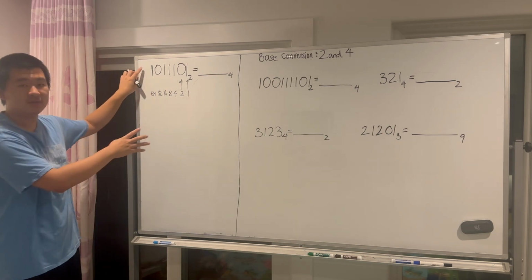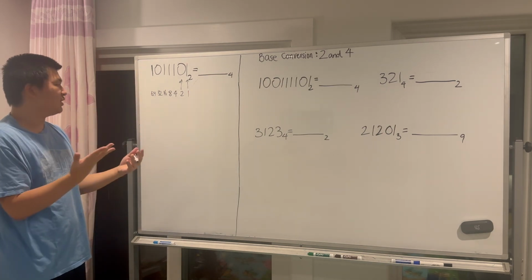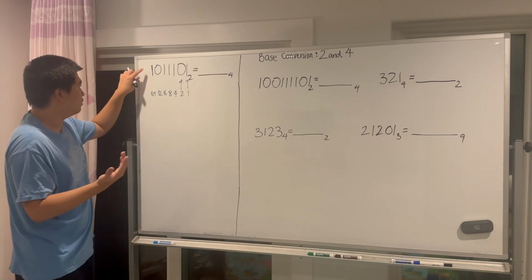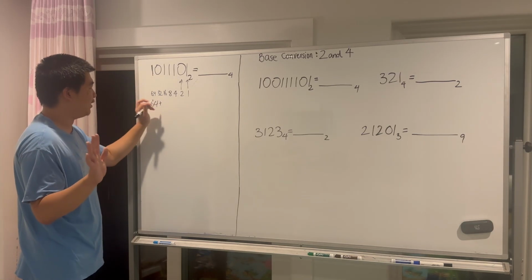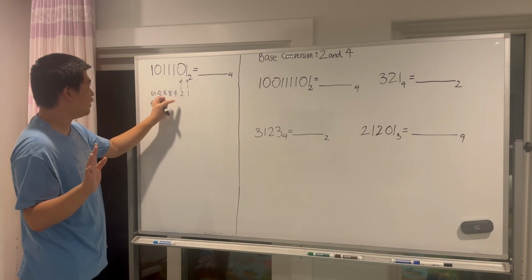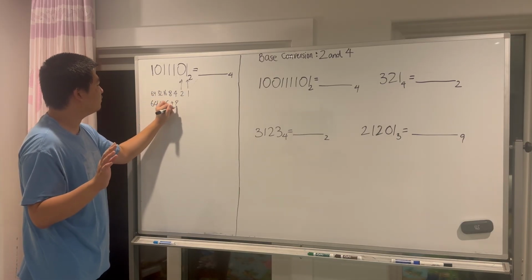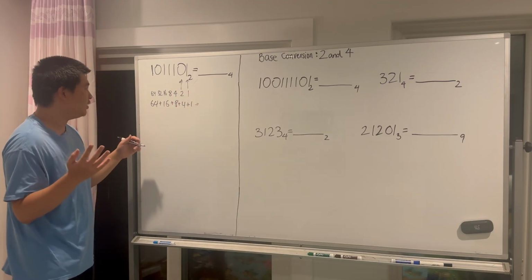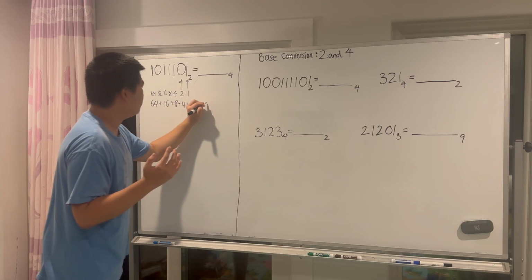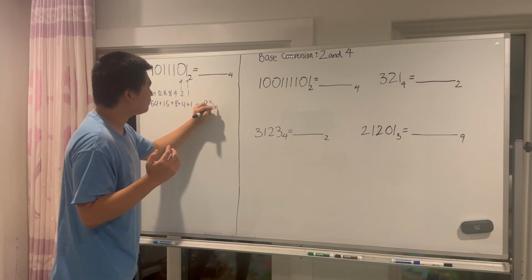If we want to convert this into base 10, we basically add up all the place values. So we would add up this 64. There's a 0 for 32, so we don't add that. But there's a 1 for 16, 8, and 4, so we add all of those. And there's also a 1 for 1, so we also add 1 at the end. And this would translate to 93 in base 10.